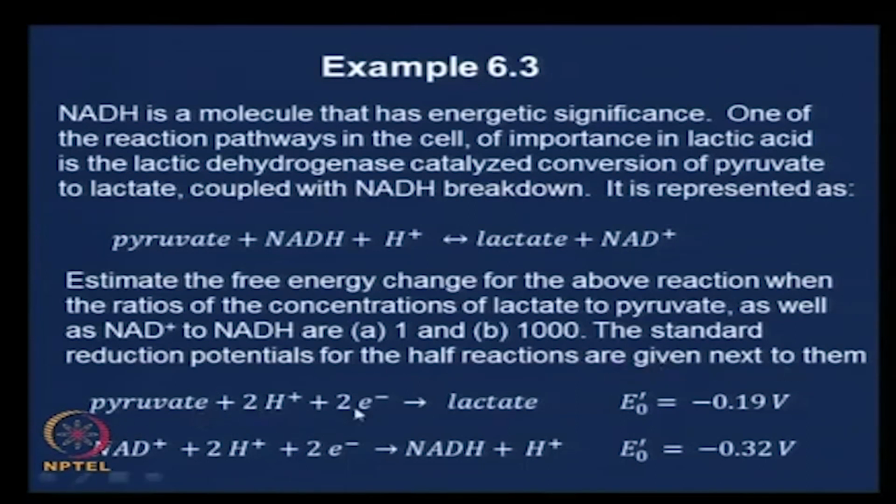Pyruvate plus 2H plus plus 2e minus gives you lactate. This is one half reaction where the standard reduction potential E naught dash, again the dash refers to a pH 7 condition, equals minus 0.19 volt. And NAD plus plus 2H plus plus 2e minus giving you NADH plus H plus, and here the standard reduction potential of this half reaction is minus 0.32 volts. Okay.